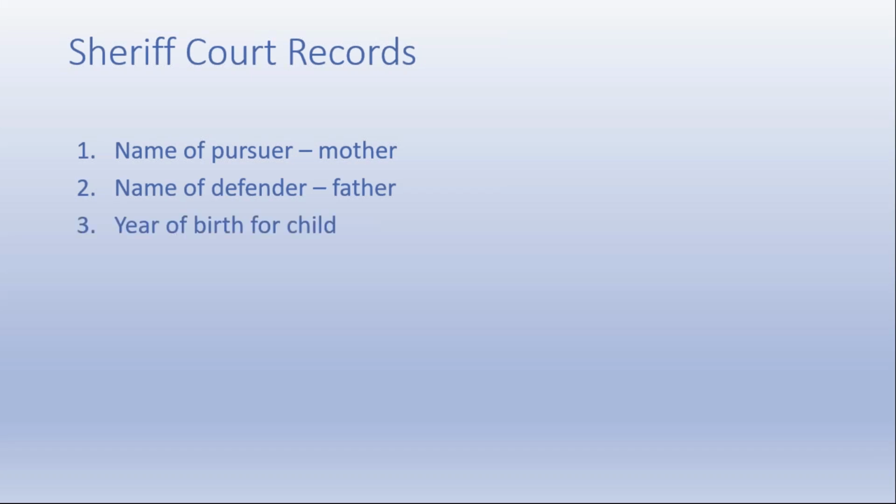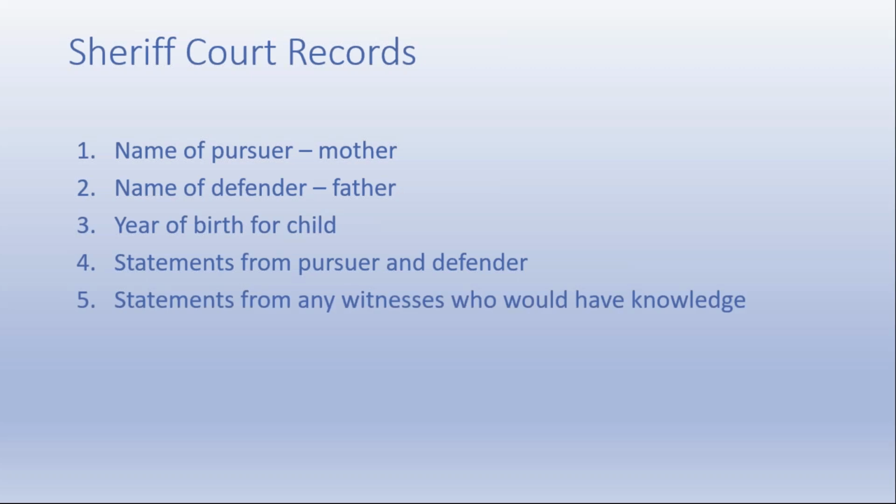the year that the child was born, and any statements from the pursuer or the defender, so it'd be like an affidavit in today's courts. They would both give their side of the story. Statements from any witnesses who would have knowledge of whether the father was indeed the father of that child. It wouldn't be anybody who was witness to the event of the procreation, but in fact, anybody who may have been aware of the relationship.